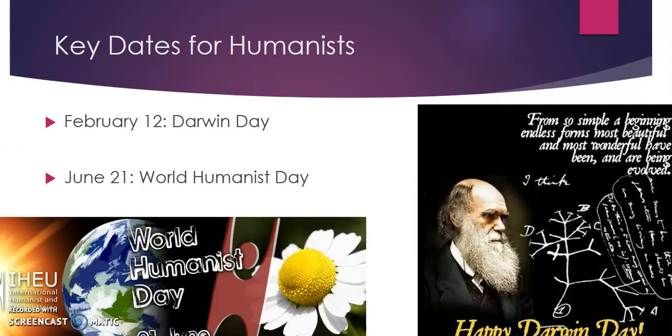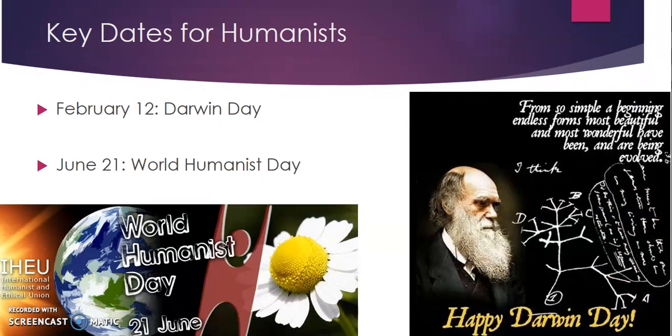And just a couple of key dates that you'd have here is Darwin Day. As I said, Darwin is arguably the most important scientist of the last 200 years. His day, generally a day for celebrating the sciences and promotion of sciences, is February the 12th. And on a more humanist-specific event is World Humanist Day.